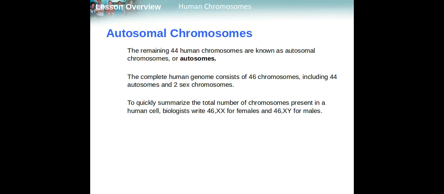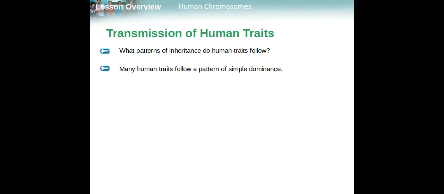The remaining 44 chromosomes are known as the autosomal chromosomes or autosomes. The complete human genome consists of 46 chromosomes, including 44 autosomes and 2 sex chromosomes. And don't worry about the bottom there. So what patterns of inheritance do human traits follow?